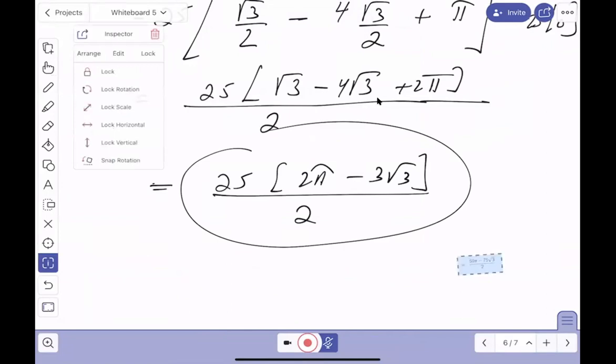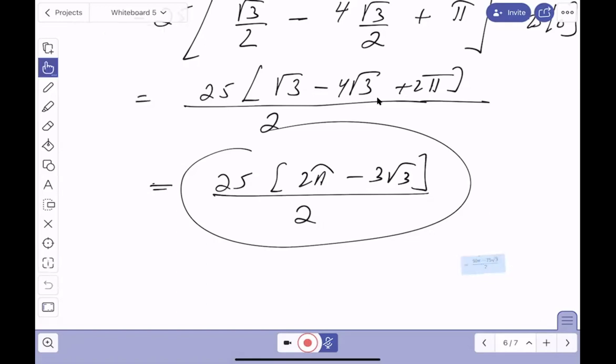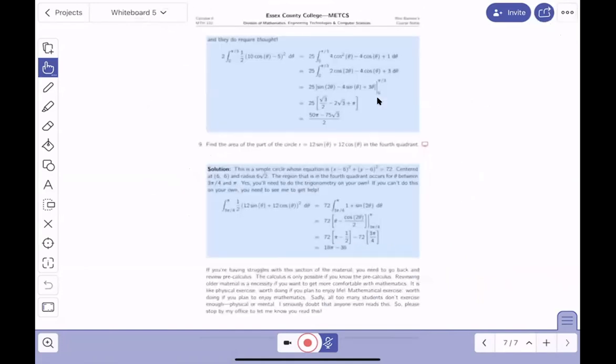Boy, it's so small I can't grab it. Sorry about that. I'm really sorry. I'm going to blow it up here. I had a hard time grabbing it. It was so small. That's 50 pi minus 75 root 3. Looks good. All right.